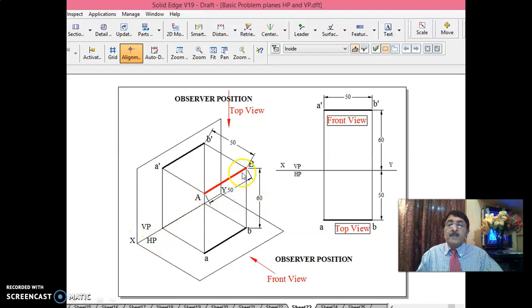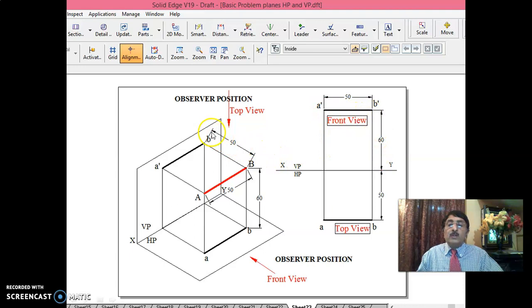You see here, AB is the line, what I have shown in red. This line is in the space. It is 50 mm in front of VP, 60 mm above HP. And you have to draw the front view and top view for this. Front view A dash B dash, top view AB. When you draw XY, VP, HP, for the front view A dash B dash, whatever is the distance above HP, I have told you in the last sessions in projection of points, whatever is above HP will be seen in VP. That is why, since the line is parallel to VP, A dash B dash you write at 60 mm.